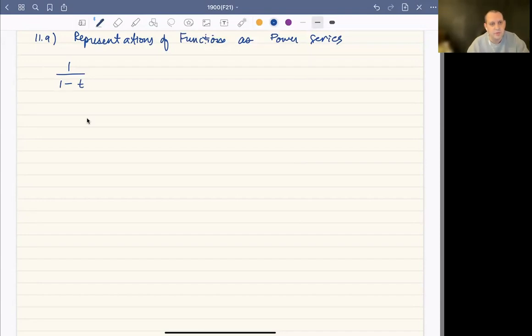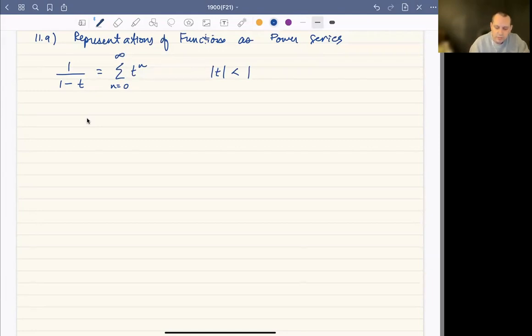But if we have something like 1 over 1 minus t, or 1 over 1 minus x, or 1 over 1 minus whatever, you can represent this as the sum of t to the n as n goes from 0 to infinity. And so that's the standard formula for the geometric series that's valid if and only if the absolute value of t is less than 1. Okay, so that's old news. In fact, that's news from 11.2.